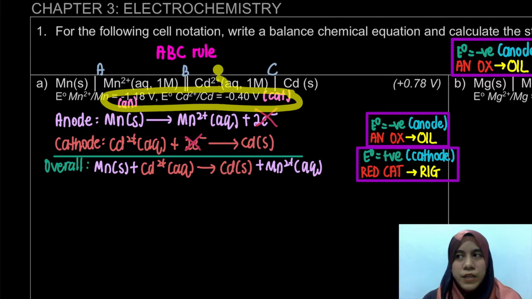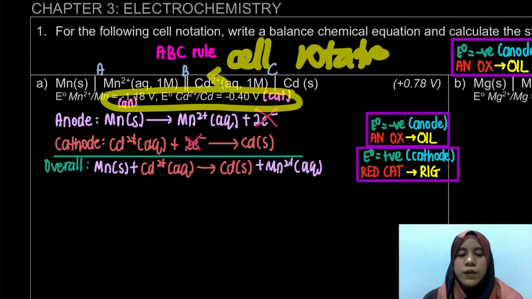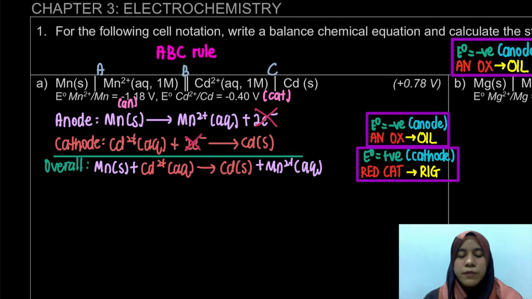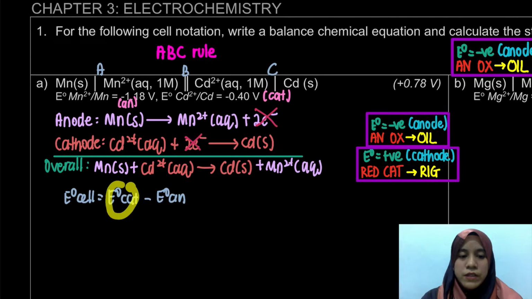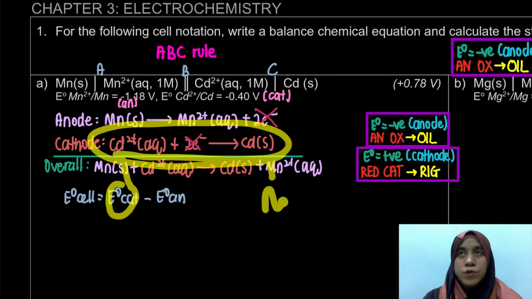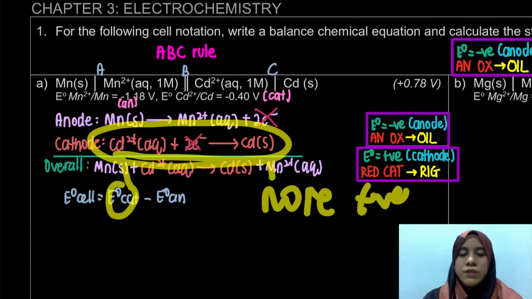Tengok sama pula tu dengan cell notation. So we have to double check it, double cross check. So we can calculate the E naught cell equal to E naught cathode minus E naught anode. So cathode is my cadmium, which is supposed to be more positive. So betul lah, it is more positive.